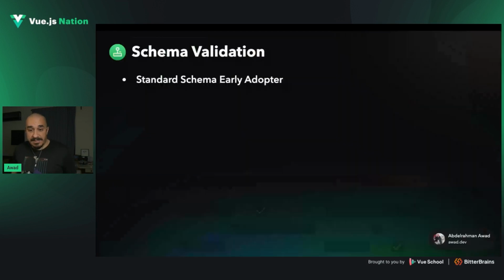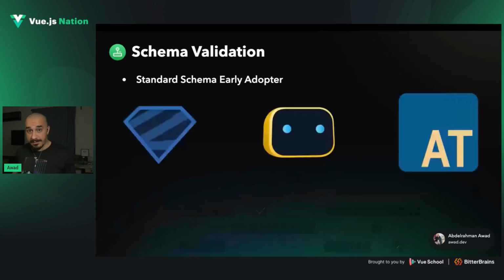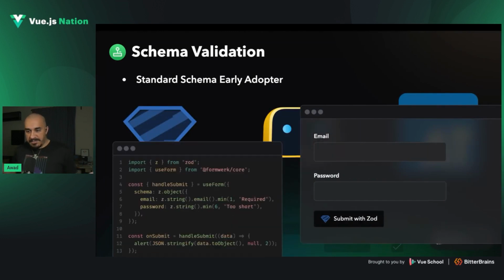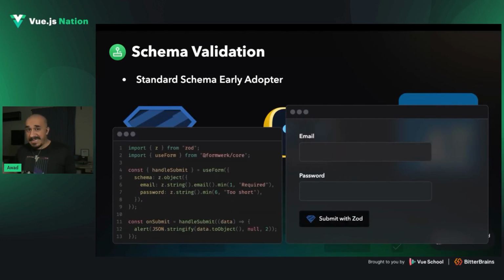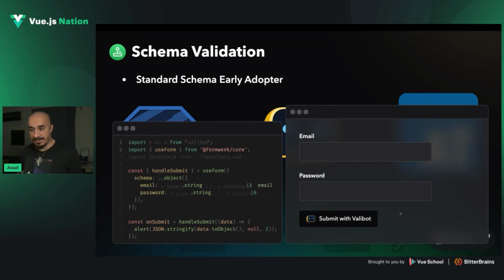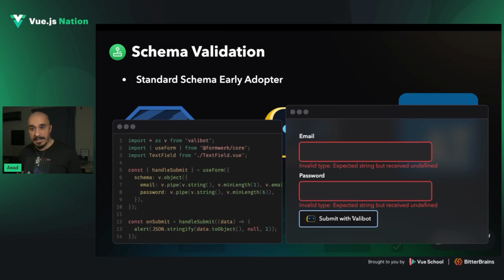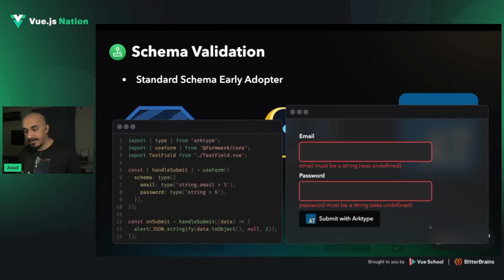Now, for schema validation, we are supporting HTML validation, but we also are a very early adopter of the standard schema, which has been making waves for a while now. So that means we support Zod, Valibot, and Arktype, and I think 3 more have joined the party. And here is a quick example. You just pass the schema in, you get the types, you get validation for you, and that's pretty much it. This is with Zod, this is with Valibot, and this is with Arktype. And there are no resolvers needed.